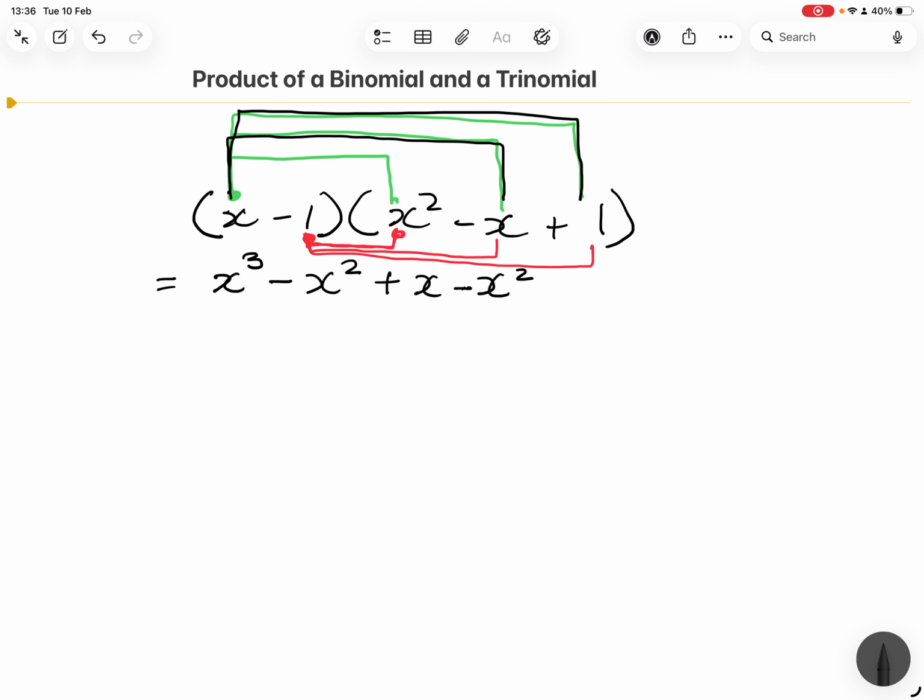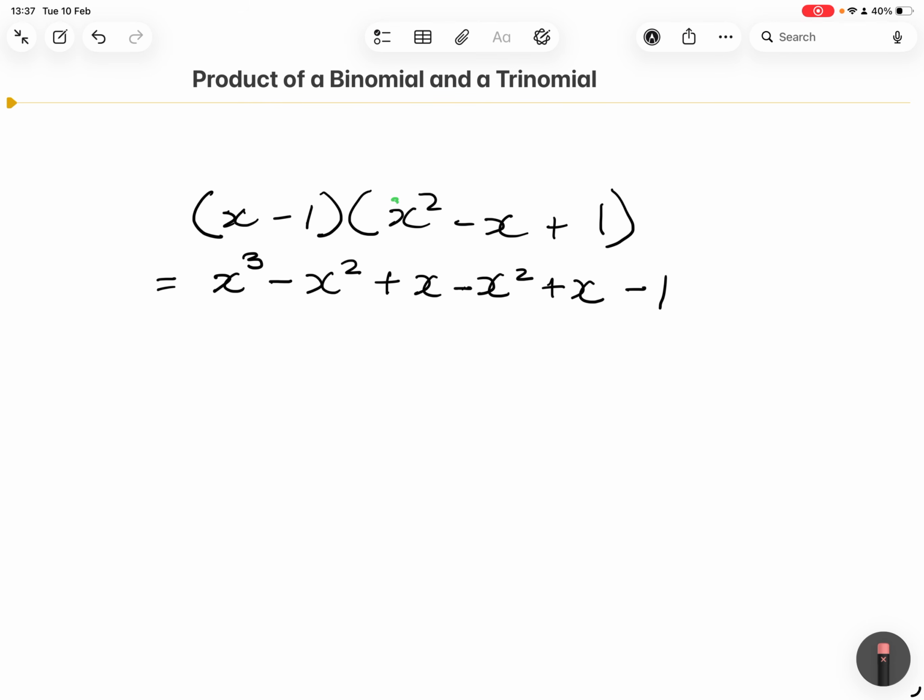If I've got negative 1 times negative x, right? So that's that one over there. So that will give us positive x. And finally, we've got negative 1 multiplied by positive 1, and that will give us negative 1. Right, now once we've done all of that, we've got our products, but remember what we now need to do is ensure that we add all the like terms.